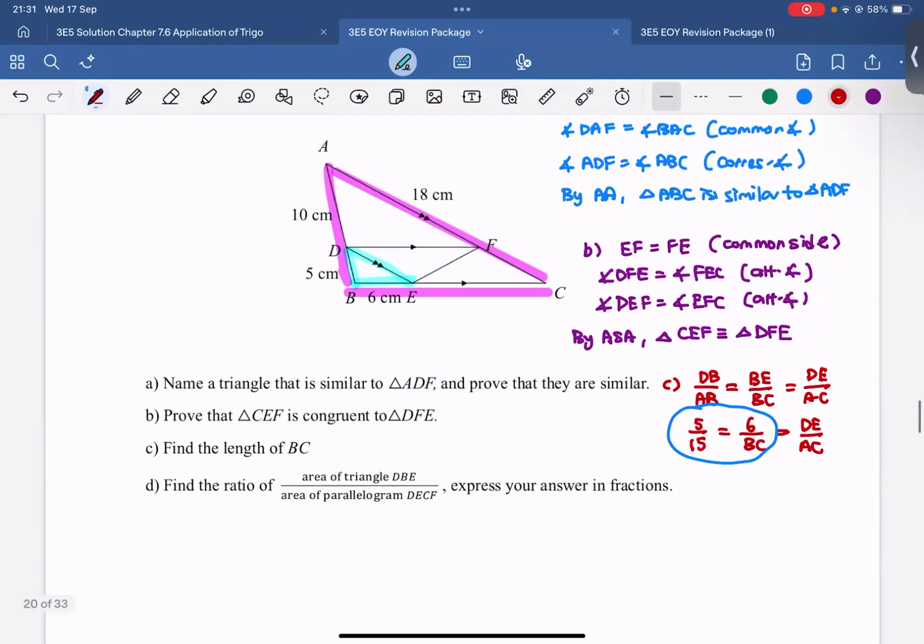So cross multiply: 5BC equals 6 times 15, 90. So BC equals 30. No, 18.